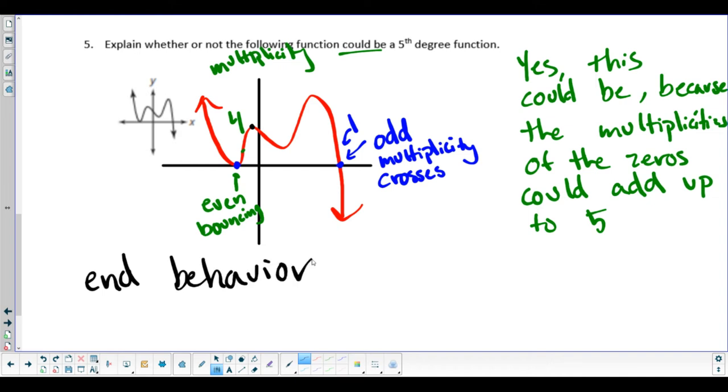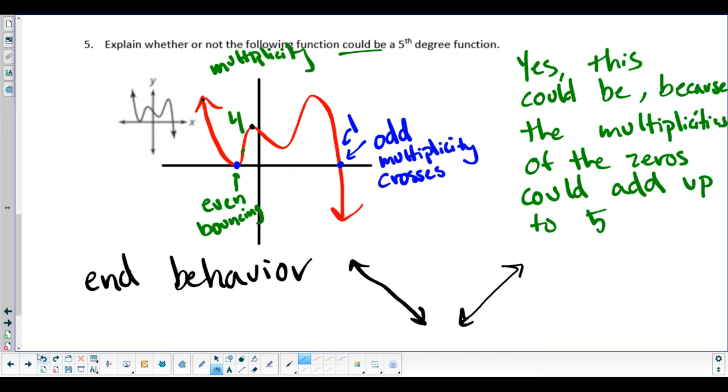I know that odd degree functions have end behavior that either starts at the top and goes down to the bottom like this, or starts at the bottom and goes up to the top like that. This one does that, right? This one has an end behavior that looks like an odd degree function with a negative leading coefficient, which would mean that this is a possibility of being a fifth degree function.